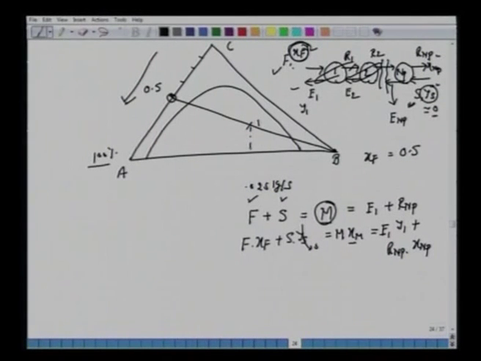So the M location is here, and if you do this calculation, XM is nothing but 0.025 multiplied by 0.5, plus S, which is also 0.025, but the solvent is pure, so the solute is 0 here, multiplied by 0, divided by F plus S, 0.05. You have 0.25. So when you read this 0.25, it's nothing but 25%. So C here is 100%.